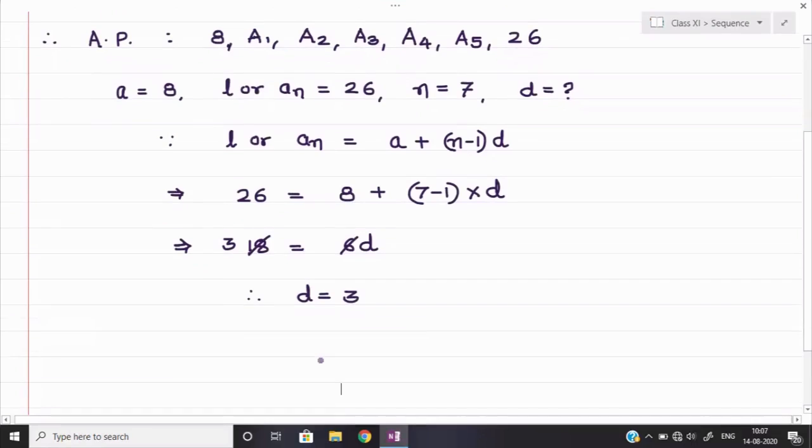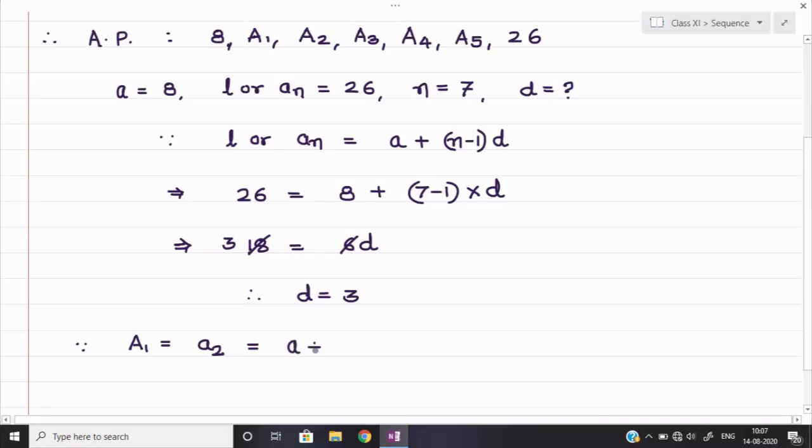Now let us find out the value of A1, A2, A3, A4 and A5. So we can say that the value of A1 is actually equal to the A2, because in the sequence it is the second term. You can see A1 is the second term in the sequence. So the value of A2 will be here a plus d, and hence it can become 8 plus 3 will be equal to 11.